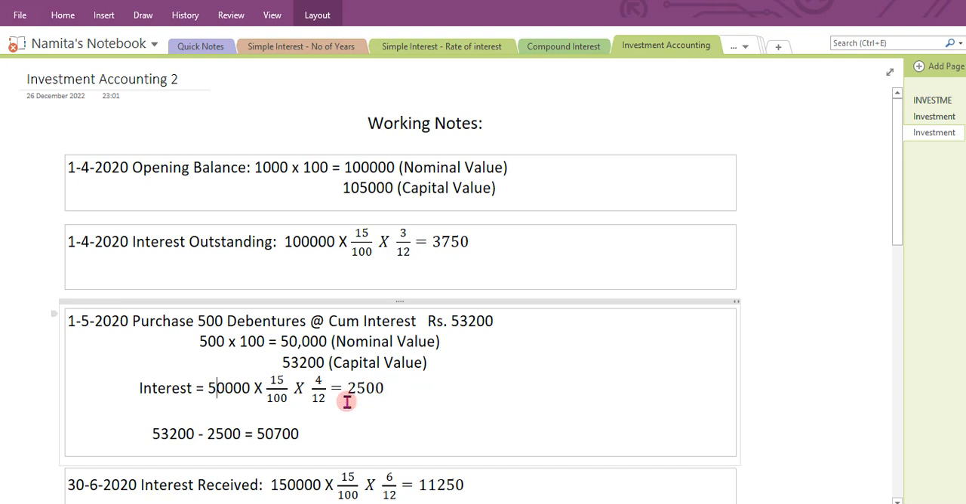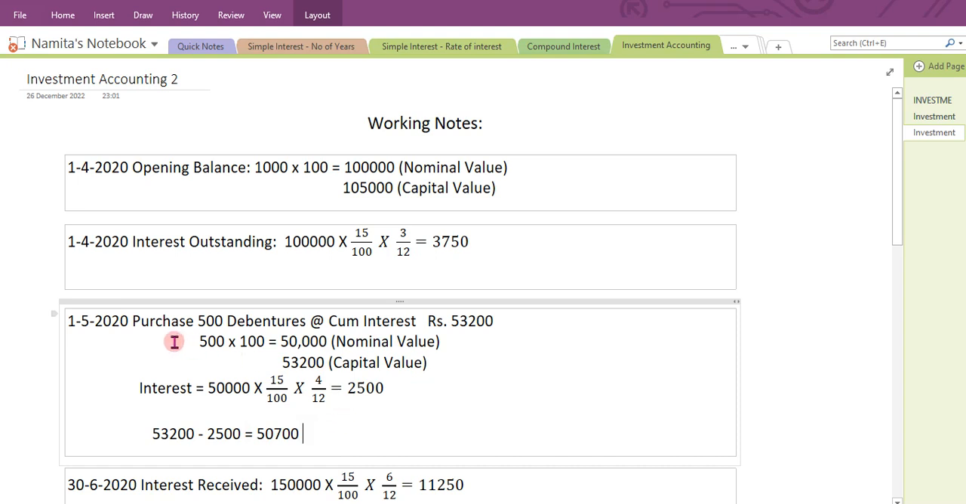So interest is how much? 2,500. Now this 2,500 we have to deduct from the capital value. Why? Because it is cum interest. Whenever there is cum interest, the interest whatever we have calculated will be reduced from the capital value. So what is the capital value of the 500 debentures? 53,200 minus 2,500, the interest, equals 50,700. So 50,700 is our new capital value.